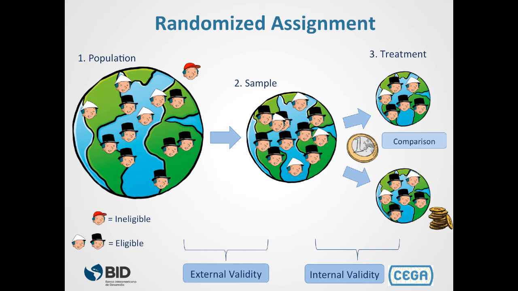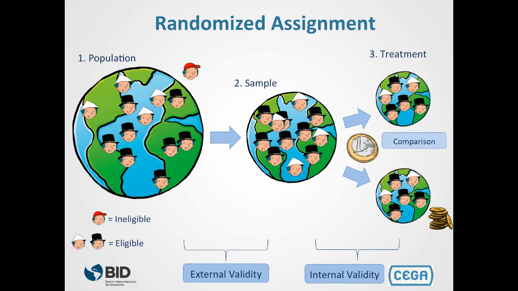This gives us 2 key concepts. First, if we randomly assign the evaluation sample to the treatment and the control group, so that the treatment group and the control group are on average balanced, there are no differences between the 2 groups, so that any difference in outcomes after the intervention can be ascribed to the intervention. We have what's called internal validity.